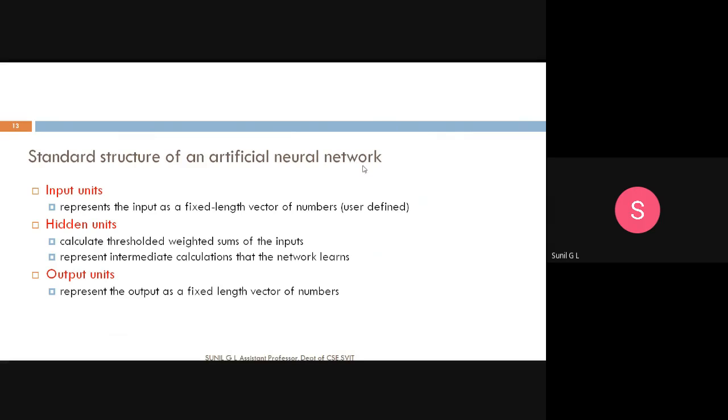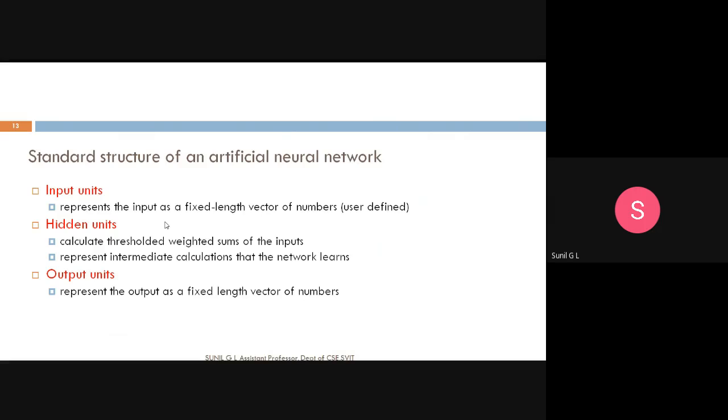The standard structure of an artificial neural network is input units, hidden units, and output units. The input units represent the input as a fixed length vector of numbers. It may be one neuron, two neurons, or three neurons, whatever it may be. Then the hidden units calculate the threshold of the weighted sum of the inputs and represent the intermediate calculation of that network. Then the output units represent a fixed length vector.